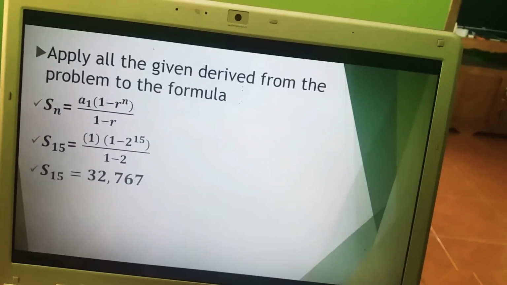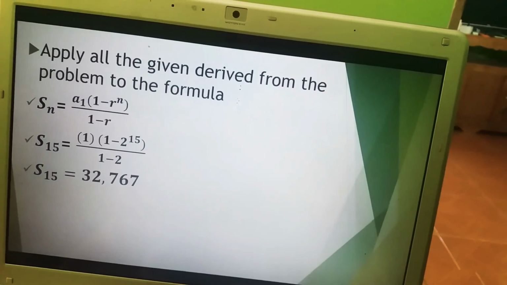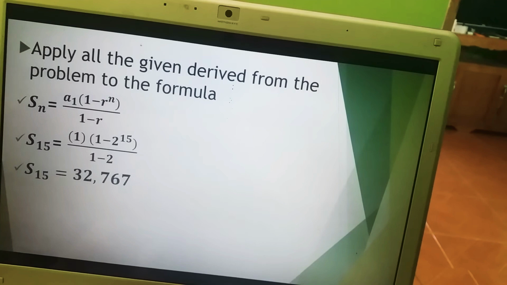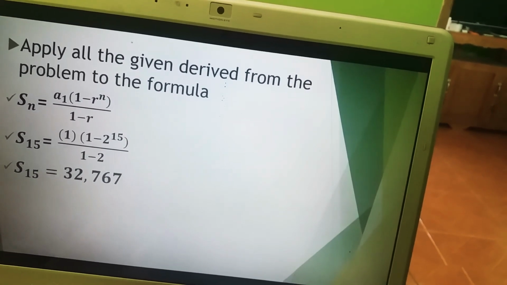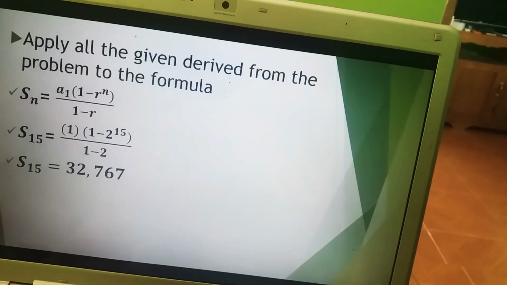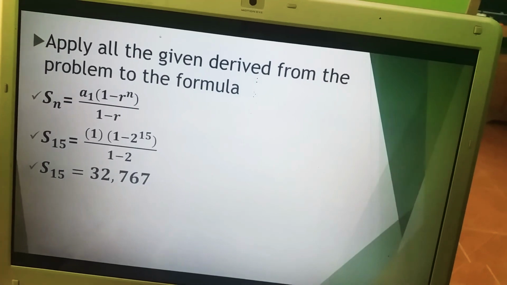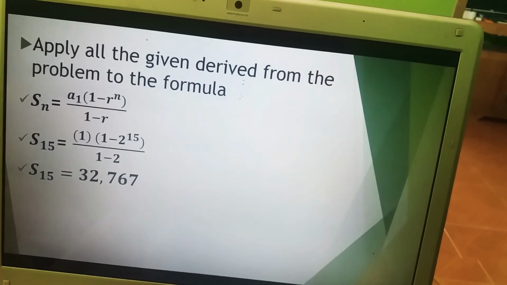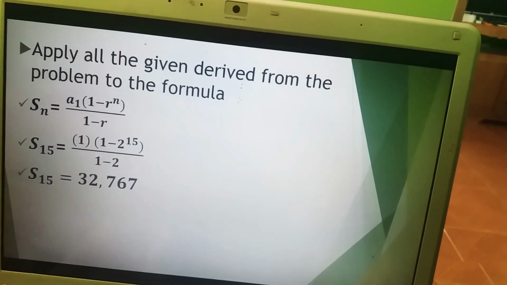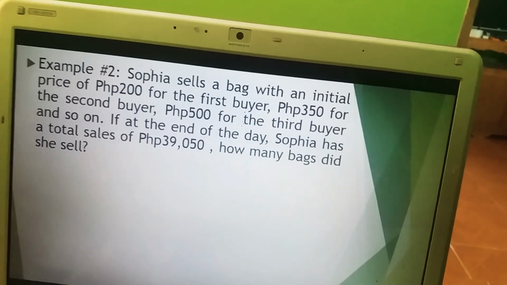Ayan. Then we have, if we solve that using a scientific calculator, then we can have S15 or the sum of all 15 terms, or lahat ng sum nung 15 na number doon sa series ay equal sa 32,767. Let's have another example. Let's have example number 2.